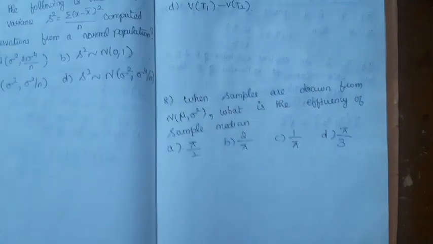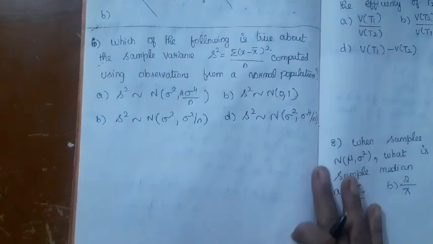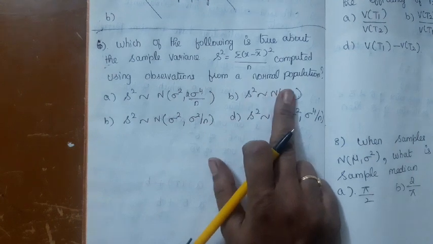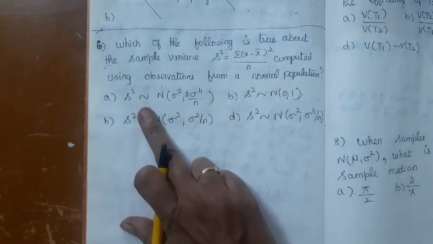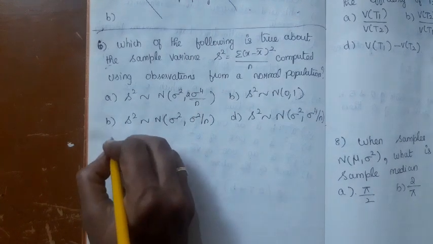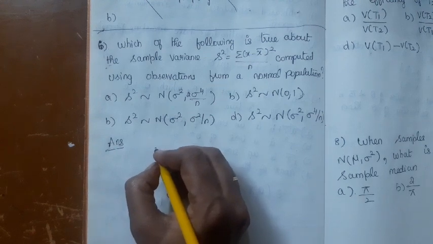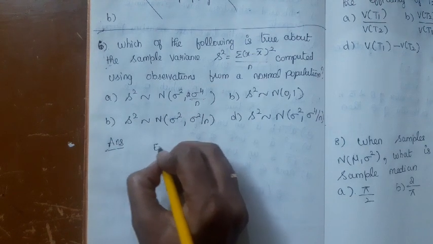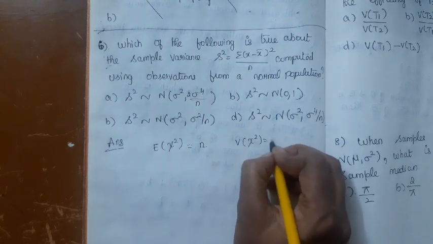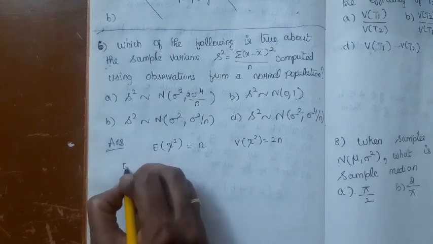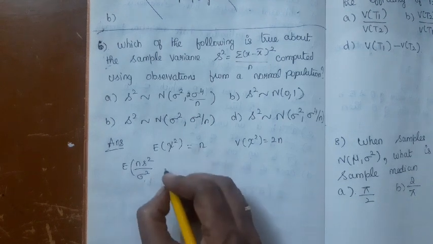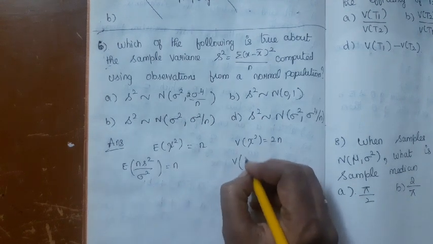Okay, right. Now, which of the following is true about the sample variance S square computed using observations from a normal population? S square follows a normal distribution, something is given. How to verify this easily? I'll go by a shortcut. We already know about chi-square distribution. Expectation of chi-square distribution is n and variance of chi-square distribution is 2n. But we know n S square by sigma square is a chi-square variate. So, I go with that clue.